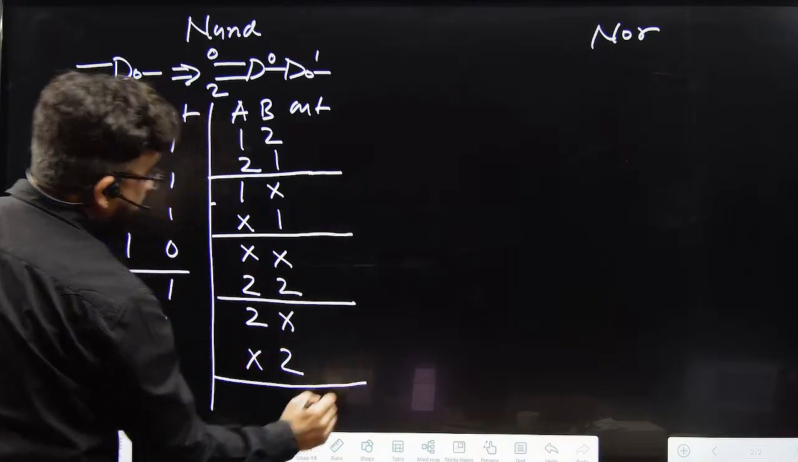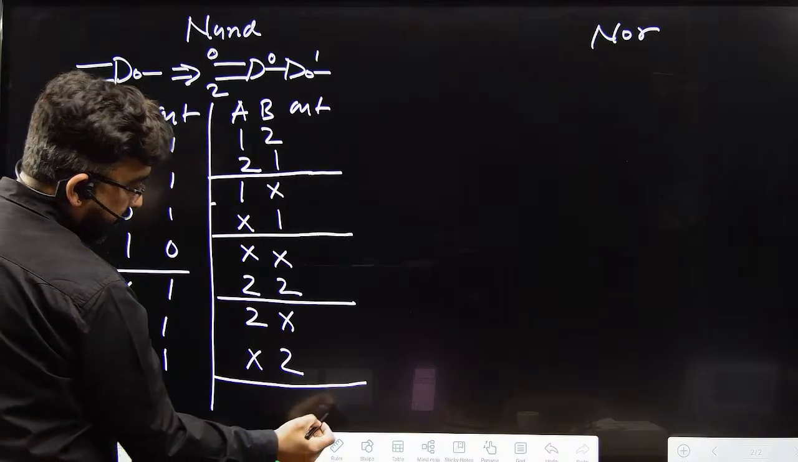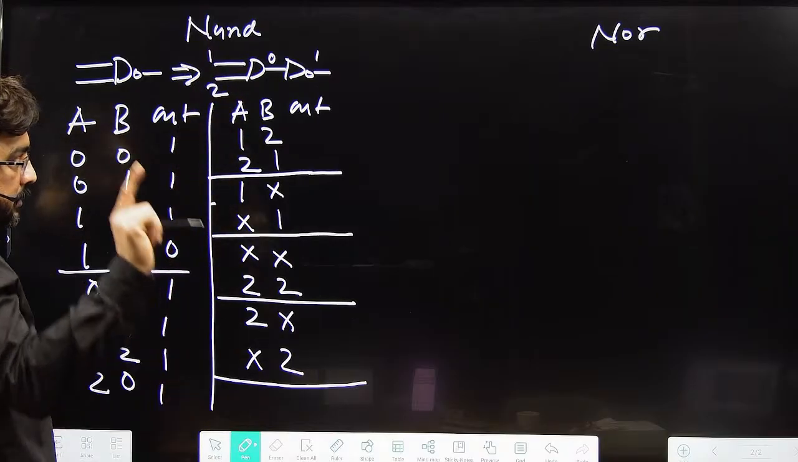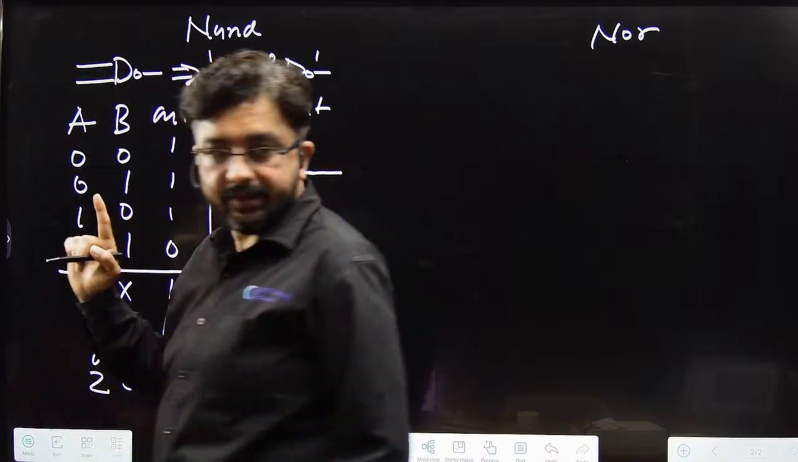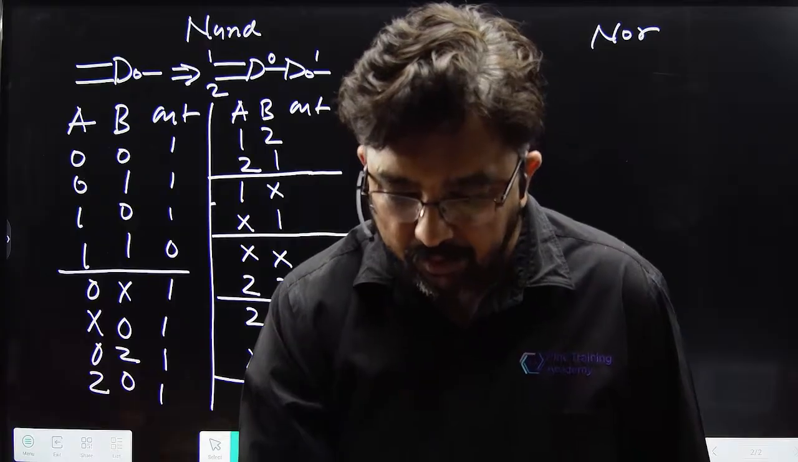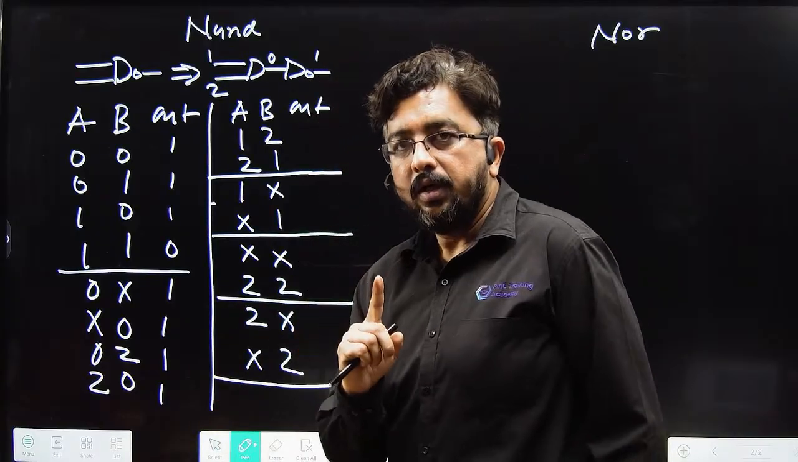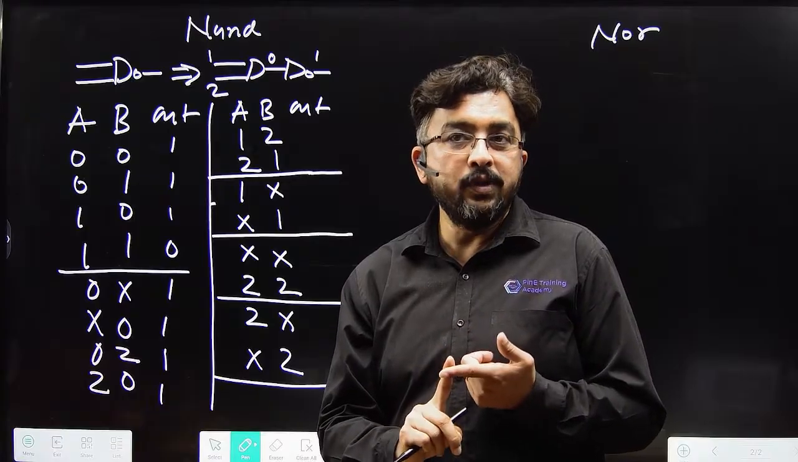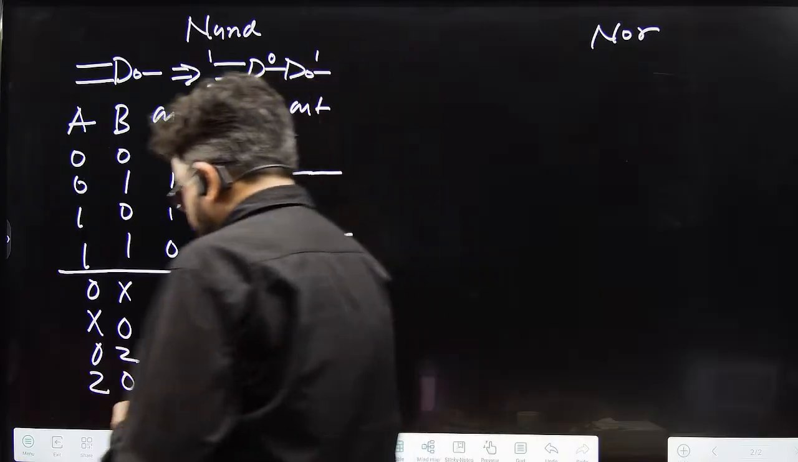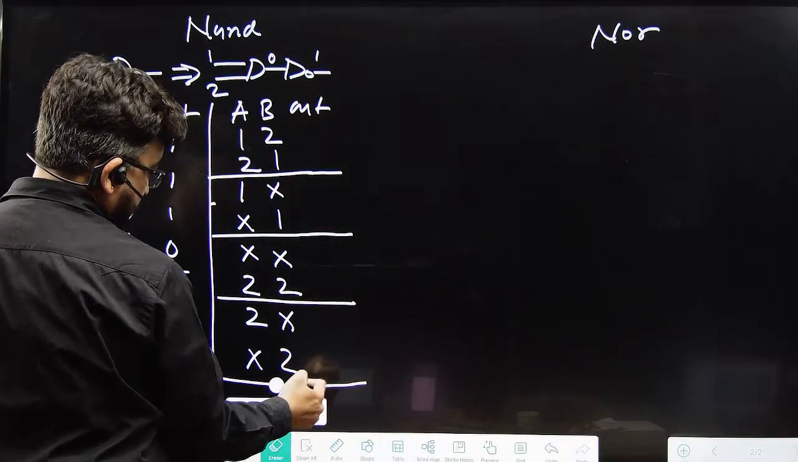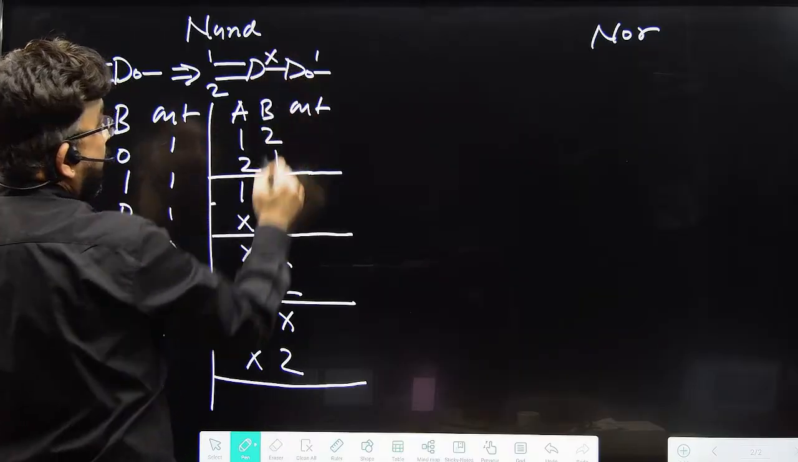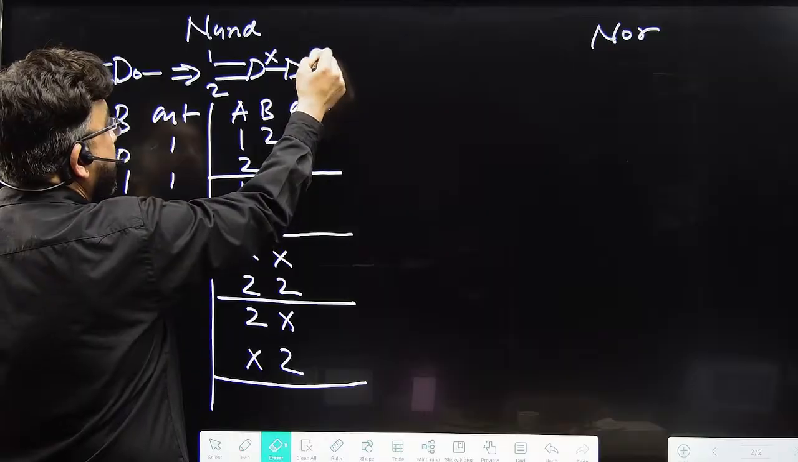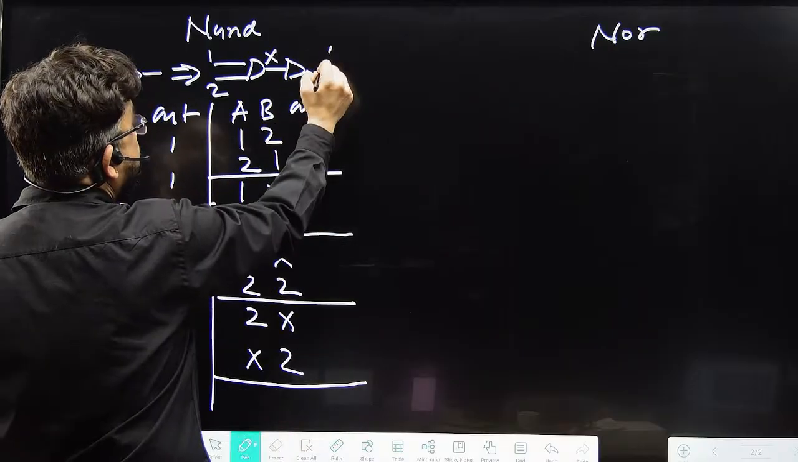Now if this is 1 and Z, then as you know in an AND gate, if the input is 1 and Z, the output is X. And if this X is passed through the inverter, the output is not X bar, the output is X only.